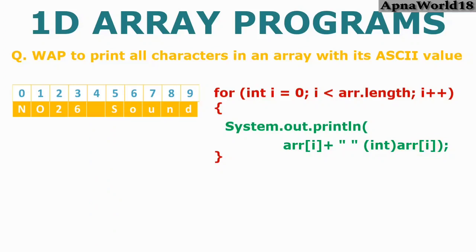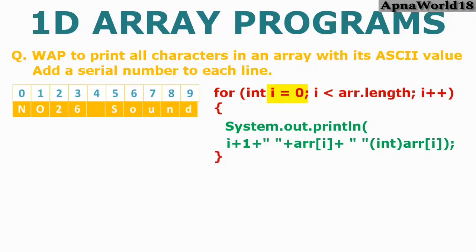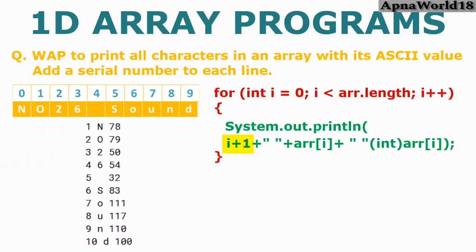In the same program, you could also be asked to add a serial number while printing. Here i in the for loop is already starting from 0 and incrementing by 1. So we will just use i plus 1 to give us the proper position instead of index. This will give us the required output starting from 1.